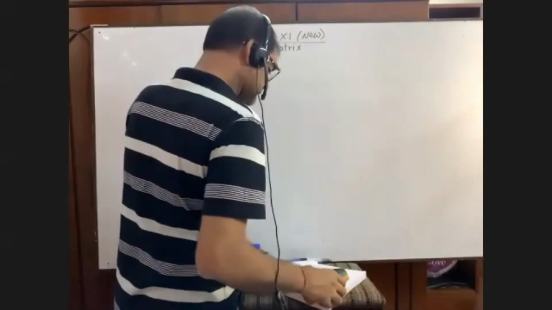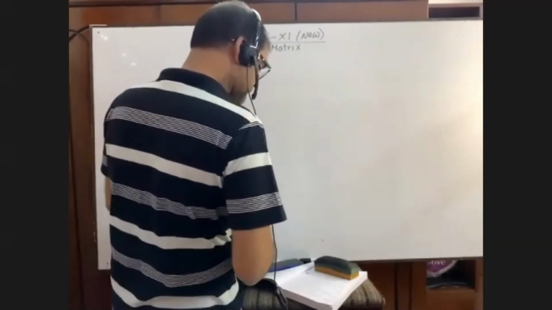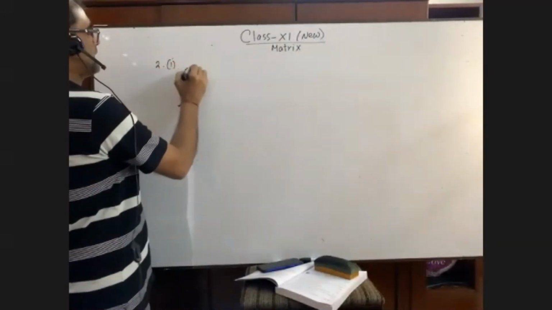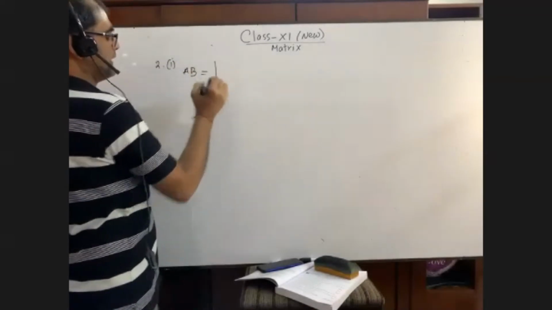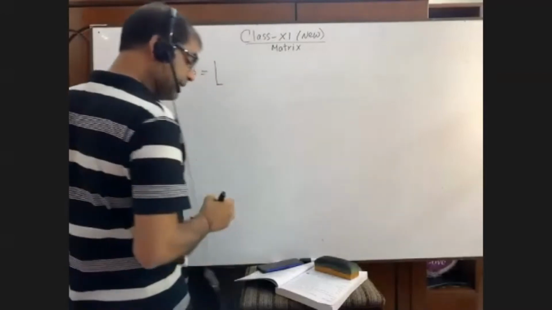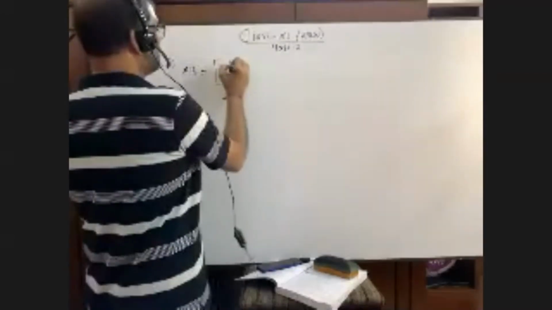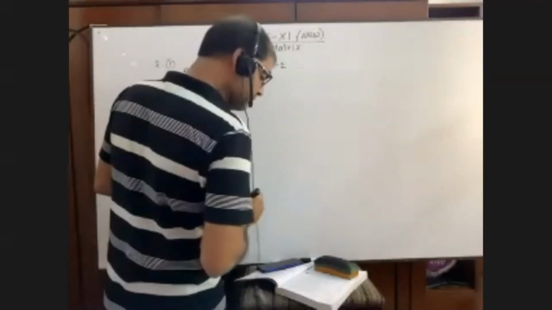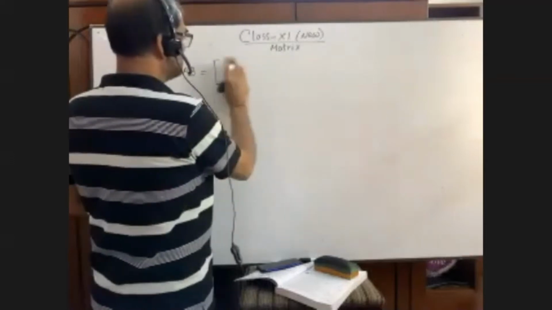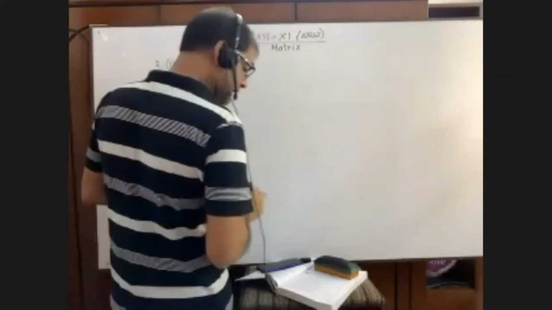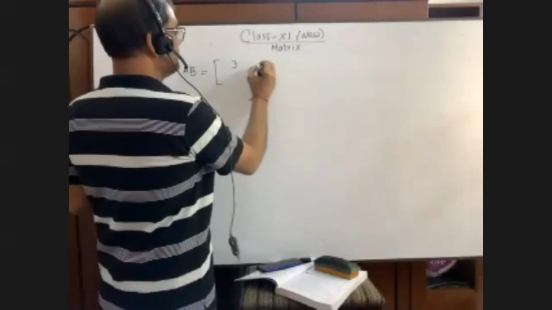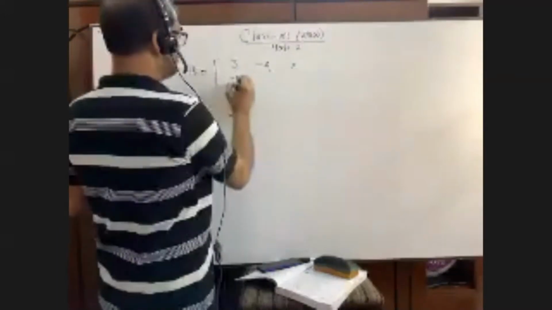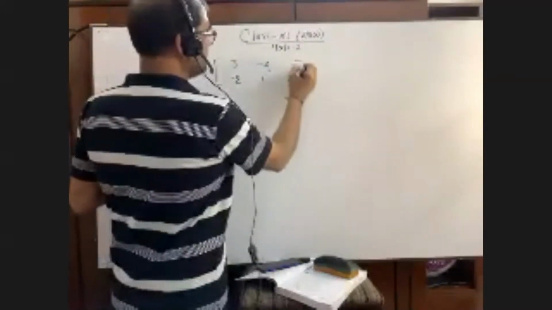I am going to exercise 1A, question number 2-1. Please try to understand. I am writing at a time. AB is equal to, A is given 1, 0, minus 2. Then, I am sorry, it is not number 1. That was number 2. A is 3, minus 4, 2, then minus 2, 1, 0. This is A.